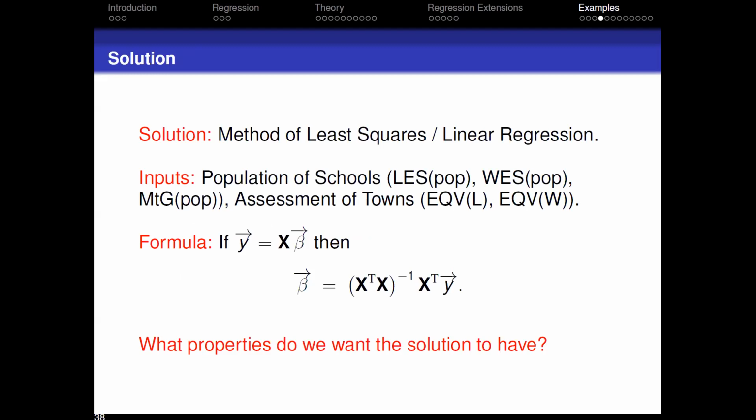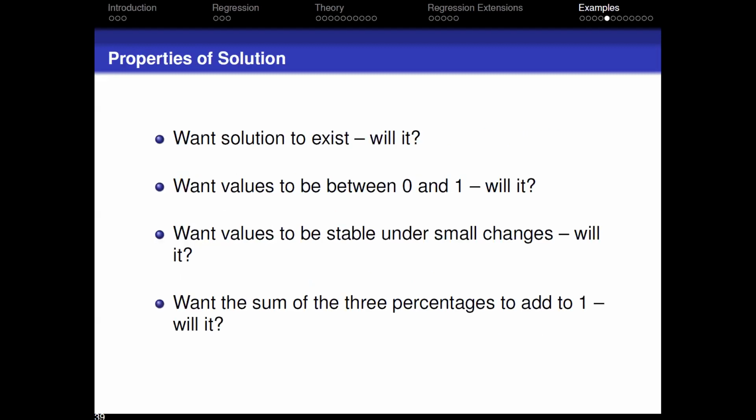And so I basically just used very little information. I used the population of kids in the 2 towns, in each building, and the assessment of the towns, basically the sum of the property values, as a nice proxy for the wealth of the towns. And so what properties do we want the solution to have? We want the solution to exist. We want the value it assigns to each school to be between 0 and 1. We want it to add up to 100%. We want the values to be stable under small changes.